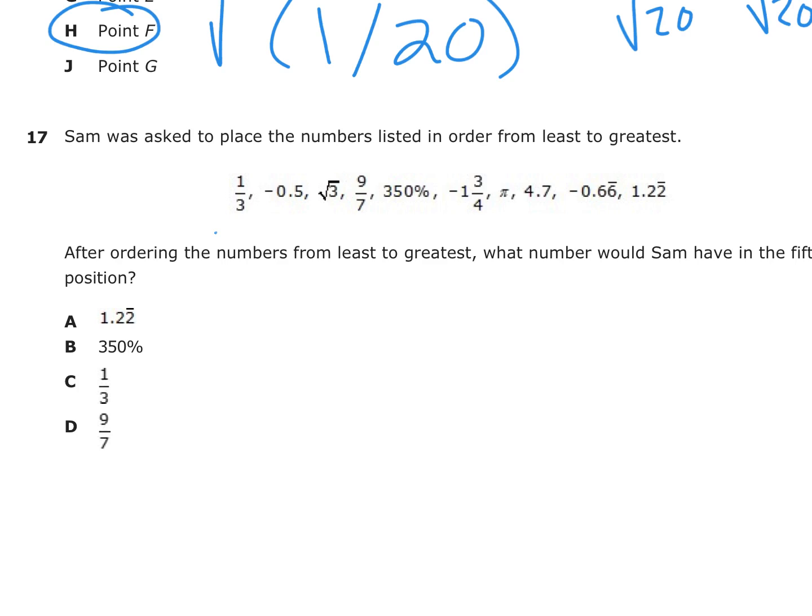How many of them are negative? How many of these are negative? 1, 2, 3. So I don't need to worry about any of those. Okay? So I'm gonna put number 1 and I'm gonna mark it out. Number 2 and I'm gonna mark it out. Number 3 and I'm gonna mark it out. Why can I do what I just did?